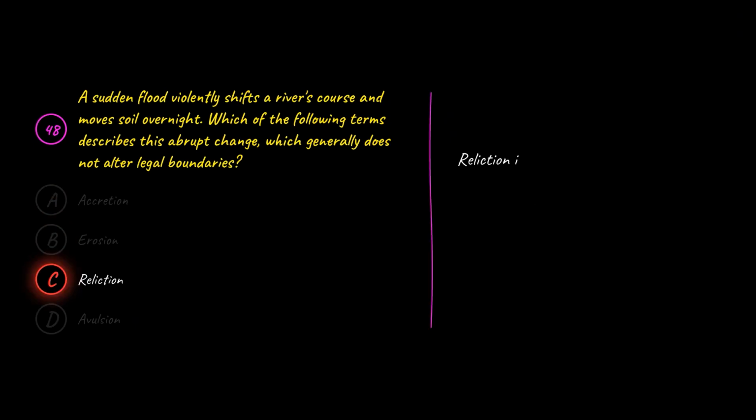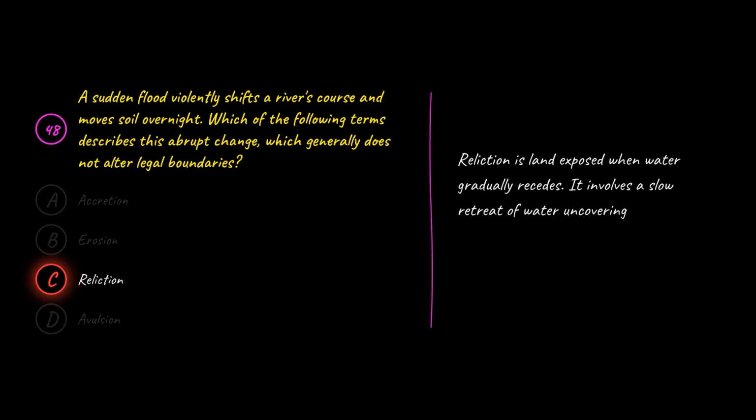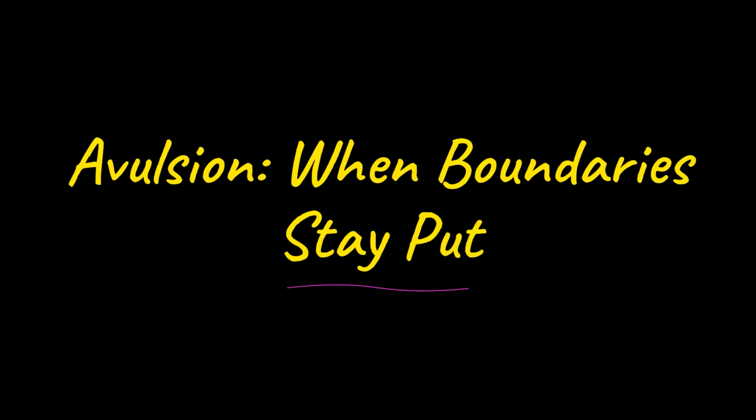C is wrong because reliction is land exposed when water gradually recedes. It involves a slow retreat of water uncovering soil, not the abrupt, forceful shift of a river that avulsion captures. When a sudden, violent natural event like a flood reshapes a riverbank overnight, the law doesn't automatically redraw property lines. This principle is called avulsion, and understanding it requires knowing what makes it different from other water-related boundary rules.